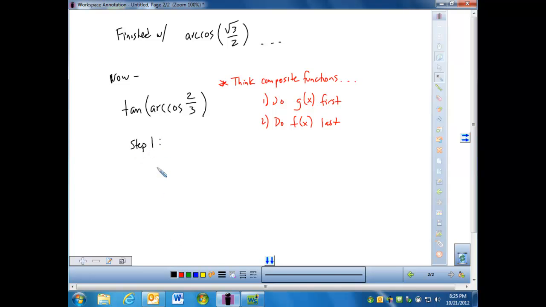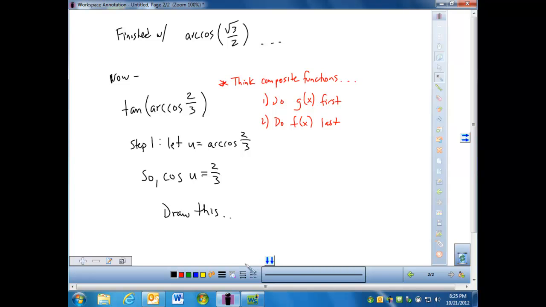Alright, so step one is just going to be to rewrite this a little bit, to simplify it. We're going to let u equal the arc cosine, or the inverse cosine, of 2/3. So if I do a little reworking, some algebra here, take the cosine of both sides, the cosine of u is going to equal, now the cosine and the inverse cosine will cancel each other out, so the cosine of u equals 2/3.